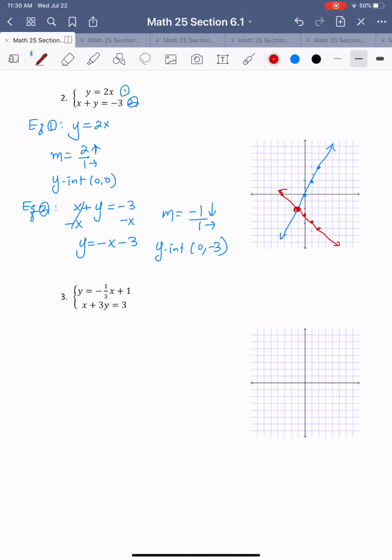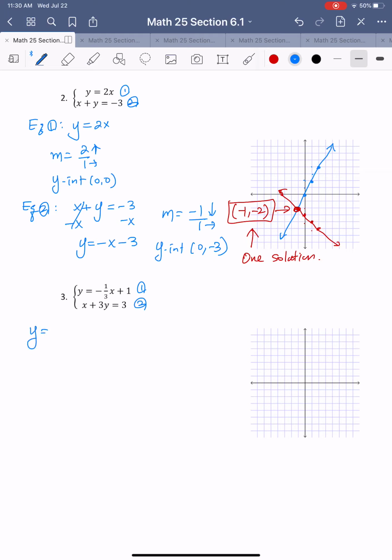Okay, so this is an intersection. The intersection is (-1, -2). So this is a one solution case. All right, the third problem, number 1 and number 2.